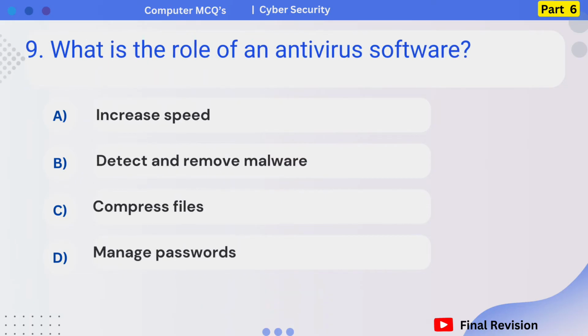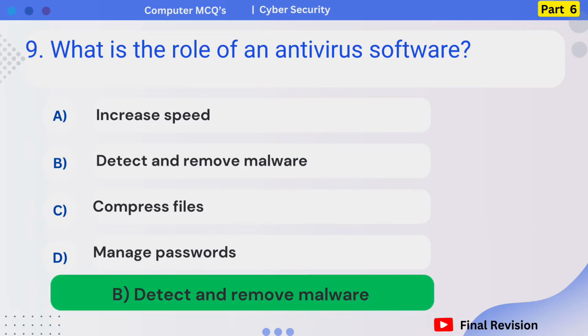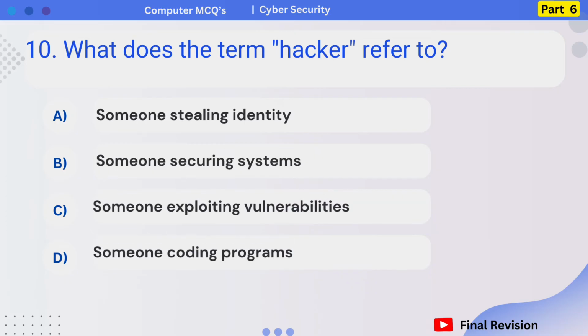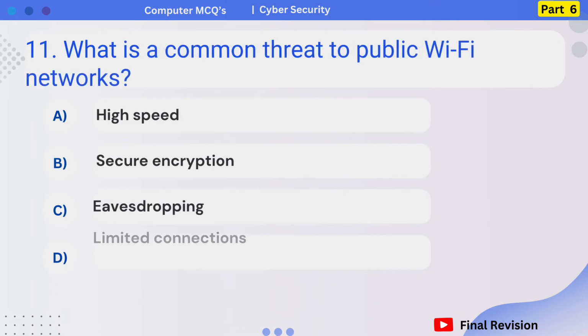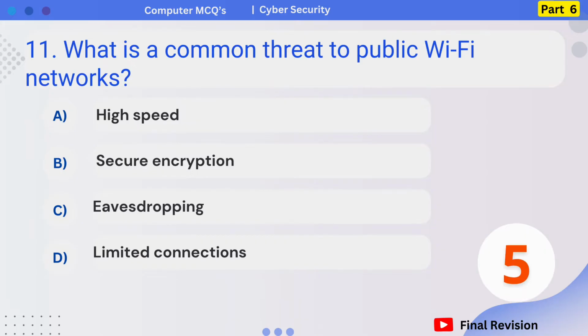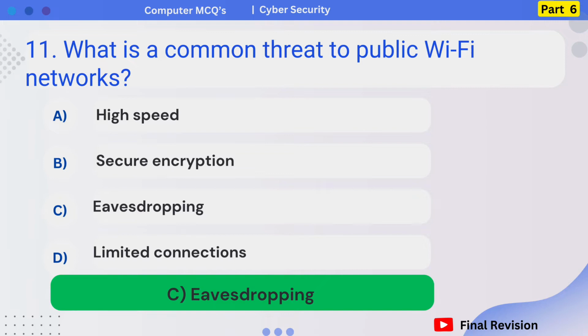Question 9. What is the role of antivirus software? Option B. Detect and remove malware. Question 10. What does the term hacker refer to? Option C. Someone exploiting vulnerabilities. Question 11. What is a common threat to public Wi-Fi networks? C. Eavesdropping.